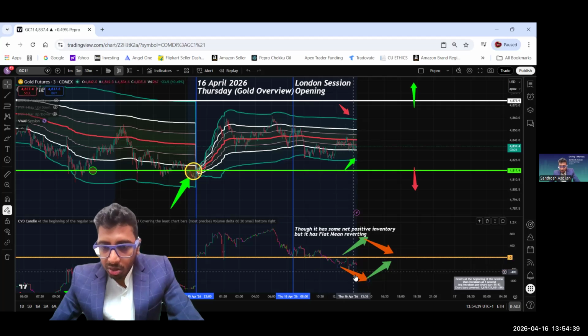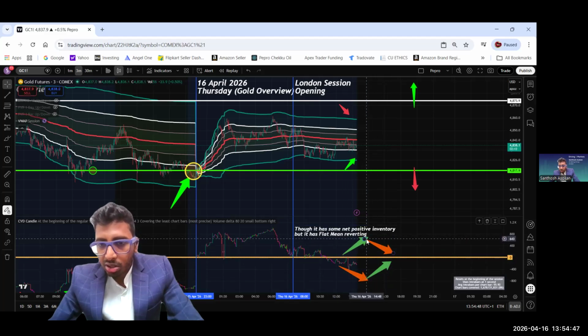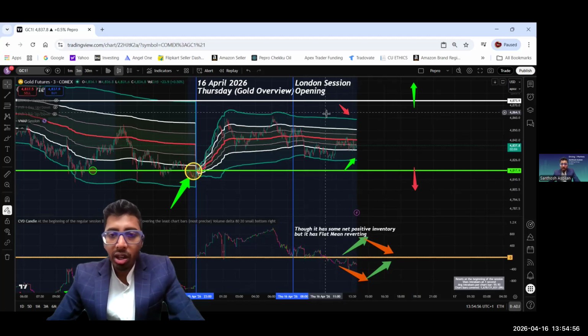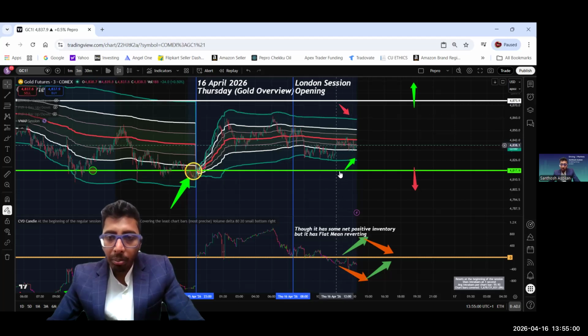So if it is building in the downward direction, then I can expect the inventory to flush on the upside. If it is building in the upward direction, then I can expect some inventory flush on the downside again to the mean zero levels, which signifies the classic mean reversion trade. So I would be expecting a mean reverting trading setup today, buy on dip and sell on rise.